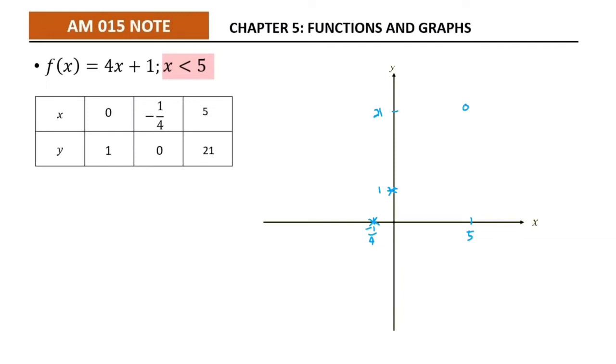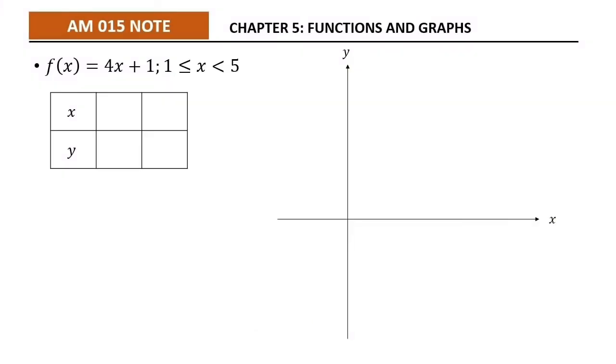So a linear graph is a straight line. This must be a straight line, so please use a ruler. The line must exceed the point -1/4. Stop at 5. Stop exactly at 5. Okay. Then label the graph f(x). So this is a linear graph for 4x plus 1 with domain x less than 5. This means for x greater than 5, there is no graph or no line.